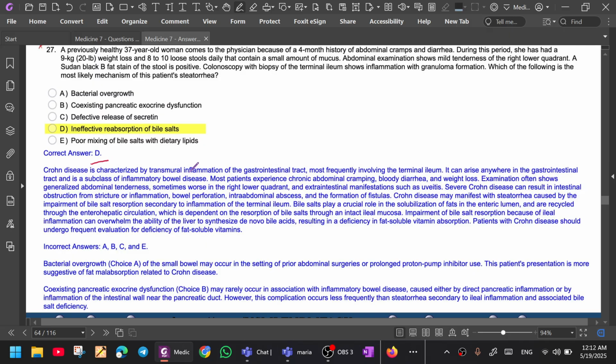Crohn's disease is characterized by transmural inflammation of the GI tract, most commonly involving the terminal ileum. It can arise anywhere in the GIT and is a subclass of inflammatory bowel disease. Most patients experience chronic abdominal pain, bloody diarrhea, and weight loss. Examination often shows generalized abdominal tenderness, sometimes worse in the right lower quadrant.